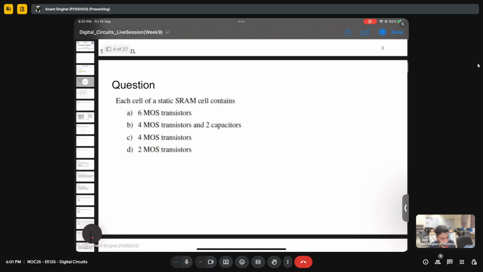The first problem is: each cell of the static RAM. So this is basically a type of memory, SRAM. Each cell of an SRAM contains... If you already know the answers, you can type in the chat box, and then I'll also be explaining these things, maybe with a basic overview of these different types of memories. Can someone confirm if it has already been taught in the theoretical lecture by Professor Shantanu?